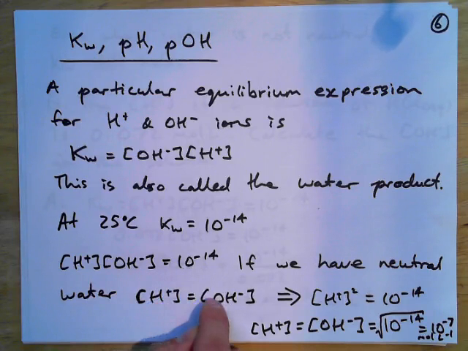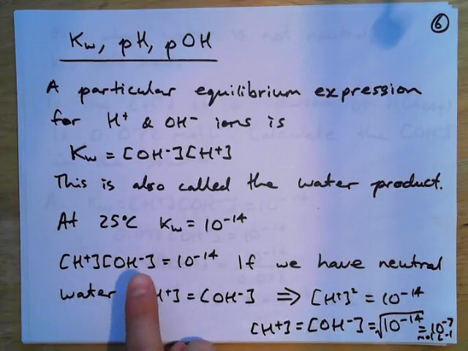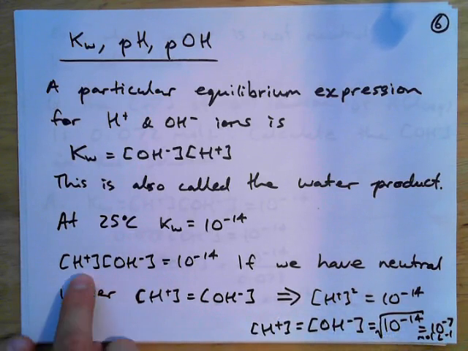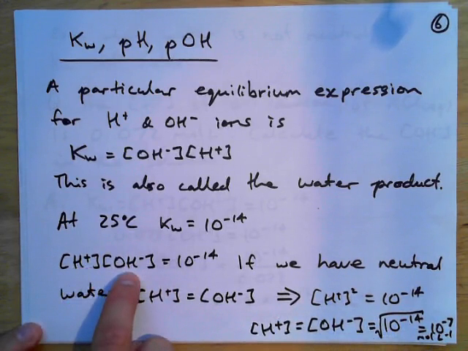If we have neutral water, then these two things are equal, and so I could replace the OH- with H+, so it would be H+ times H+, which gives us H+ squared. So H+ squared would equal 10 to the minus 14. So then if I want just H+ on its own, it's going to be the square root of 10 to the minus 14, which is 10 to the minus 7 moles per litre. So I hope that makes sense. So in neutral water, this is 10 to the minus 7, this is 10 to the minus 7. You multiply 10 to the minus 7 by 10 to the minus 7, you get 10 to the minus 14.